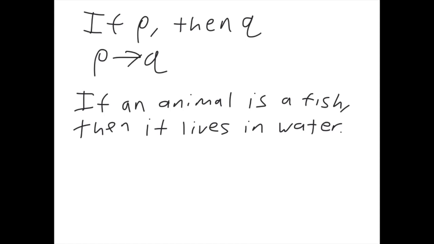So first, here's an example of a conditional statement. If an animal is a fish, then it lives in water. So all fish live in water, right? So this is saying, if an animal is a fish, then it must live in water. So there's two parts of this conditional statement. First is the P part, the if P. And that is the hypothesis.